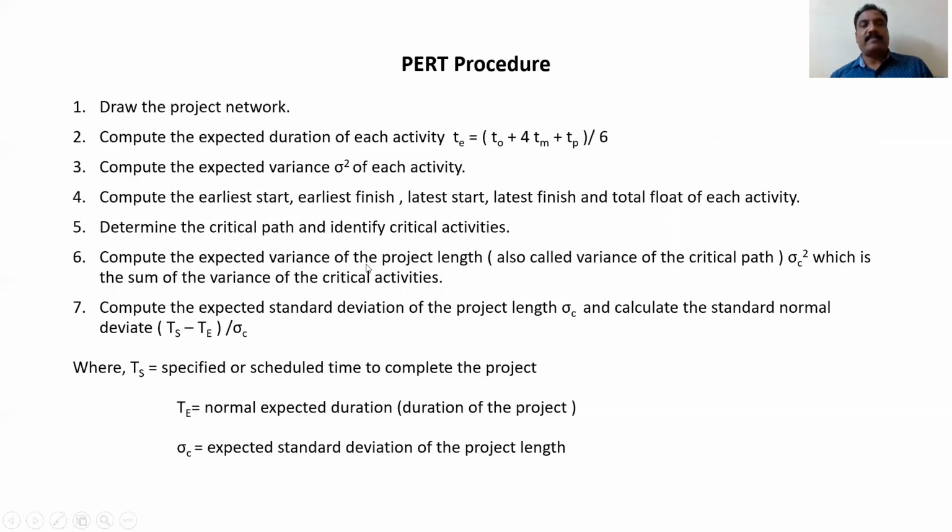Compute the expected variance of the project length. This is also called the variance of the critical path, sigma c square, which is the sum of the variances of the critical activities. This will give you the project's length. Compute the expected standard deviation of the project's length, sigma c, and calculate the standard normal deviate, that is, TS minus TE divided by sigma C, where TS stands for the specified or scheduled time to complete the project, TE is the normal expected duration of the project, and sigma C is the expected standard deviation of the project length.